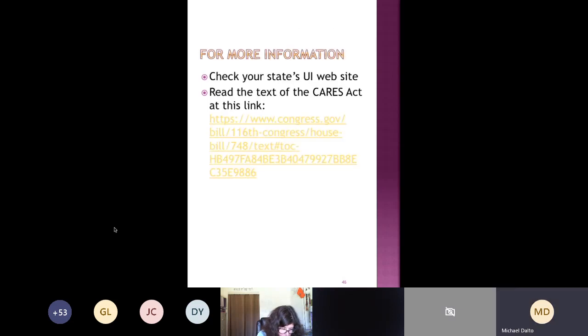So to get more information about your own state's unemployment insurance program, because remember, unemployment insurance programs differ significantly from state to state, you'll want to check your state's UI website. And we looked at the link on an earlier slide that you can go to find your state's UI website. And if you're a glutton for punishment, you could read part of the CARES Act at the link here on slide 46.